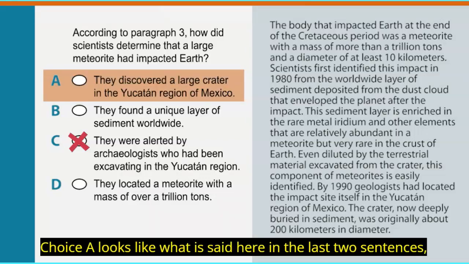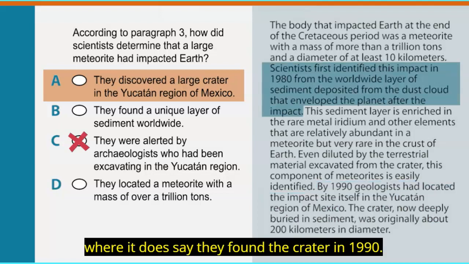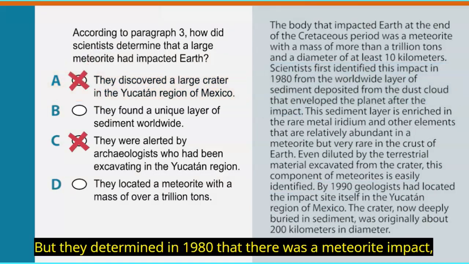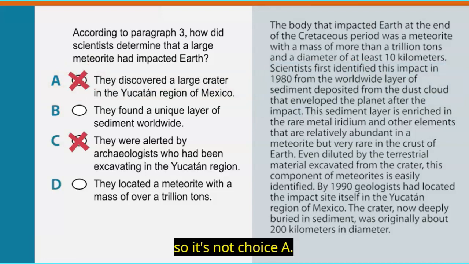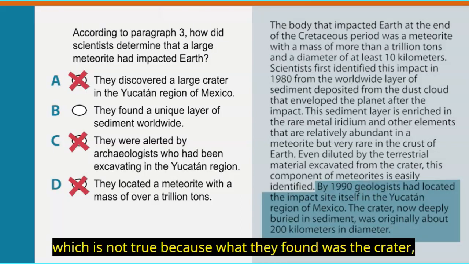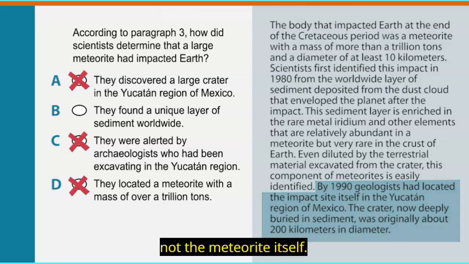Choice A looks like what is said here in the last 2 sentences, where it does say they found the crater in 1990, but they determined in 1980 that there was a meteorite impact, so it's not choice A. Choice D is incorrect because it says that they located a meteorite, which is not true because what they found was the crater and other evidence of the meteorite impact, not the meteorite itself.